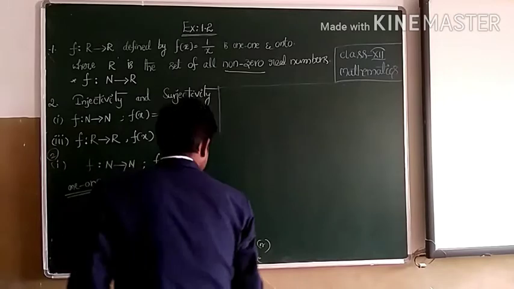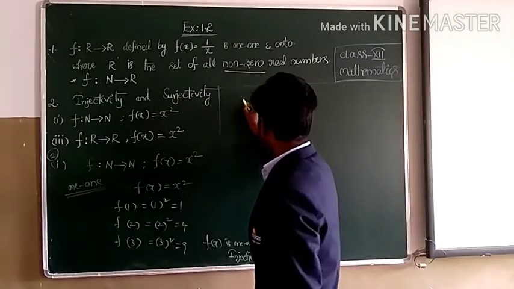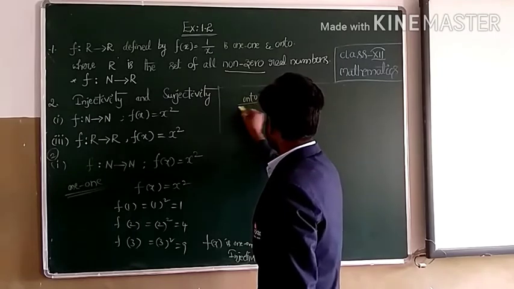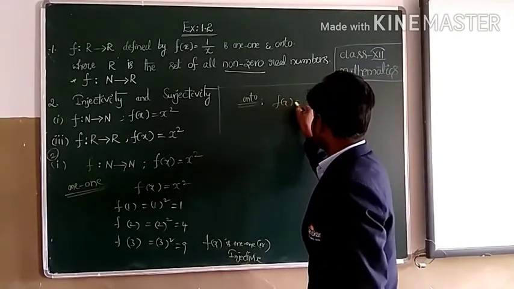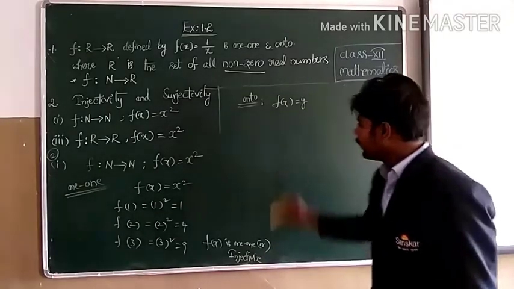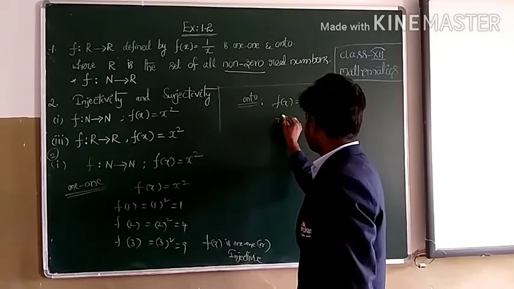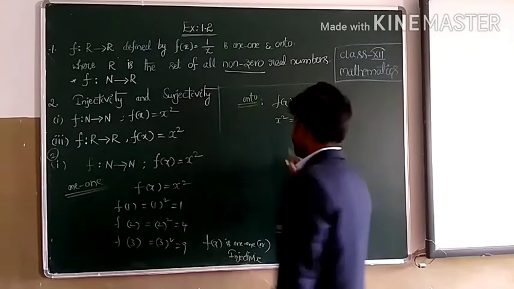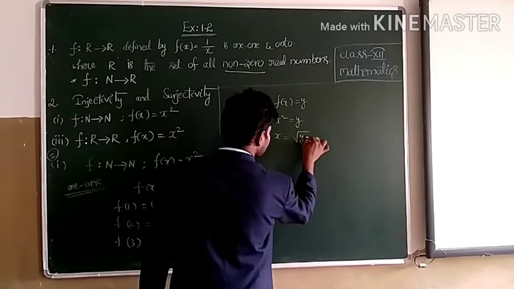Now let's see the onto function condition. The onto function condition is f of x is equal to y, right? Now f of x is given as x square is equal to y. Now x square is equal to y means x is equal to root y.